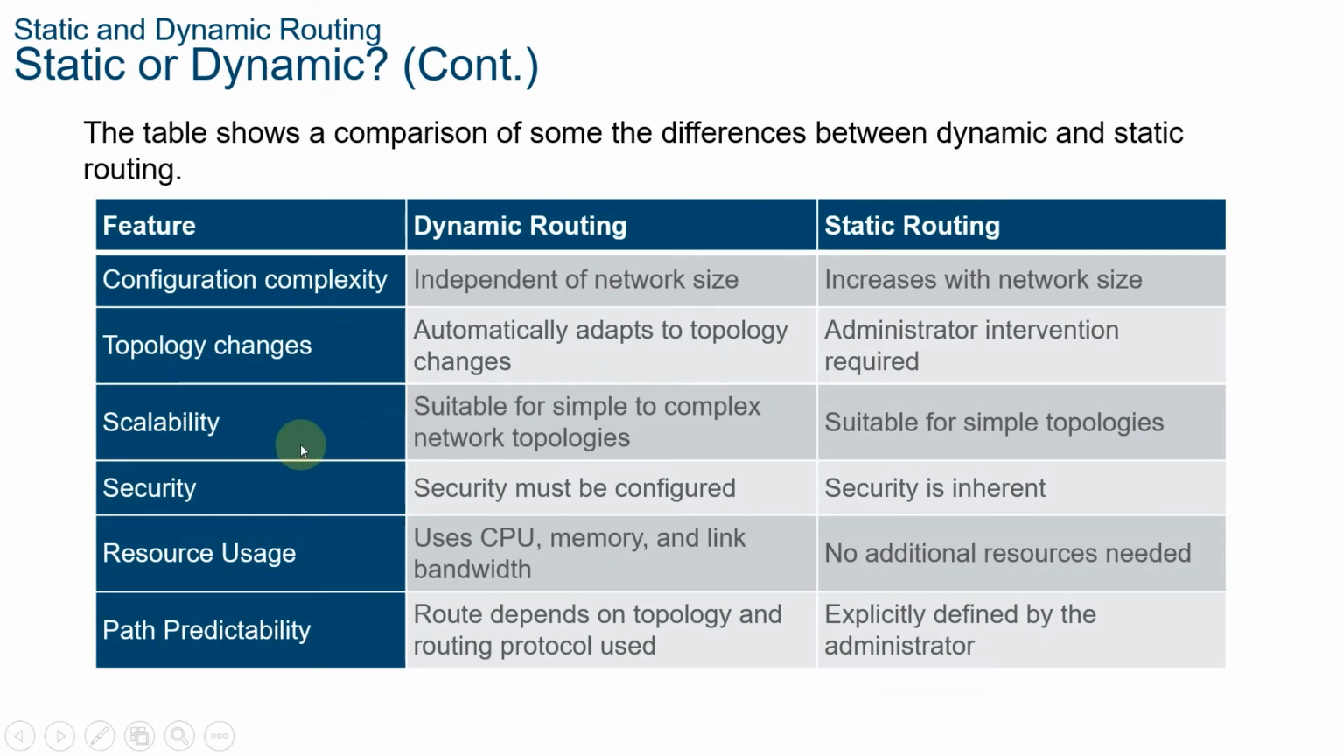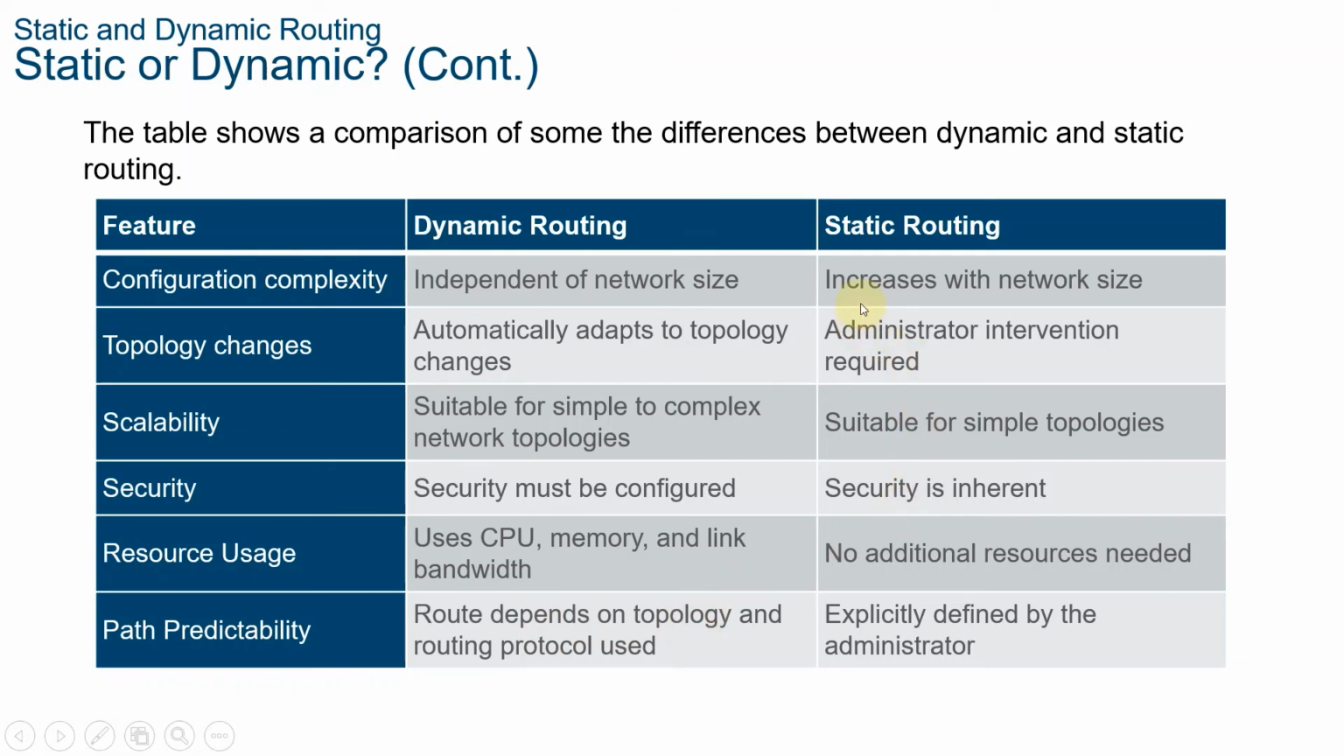Okay, now the table here shows a comparison of some of the differences between dynamic and static routing. Dynamic routing would be good for an enterprise network, as it automatically adapts to topological changes. Scalability: it is suitable for simple to complex network topologies. Security must be configured when you use a dynamic routing protocol. Resource utilization: when it comes to resource utilization, dynamic is high. Path predictability: that's the advantage of a dynamic routing protocol.